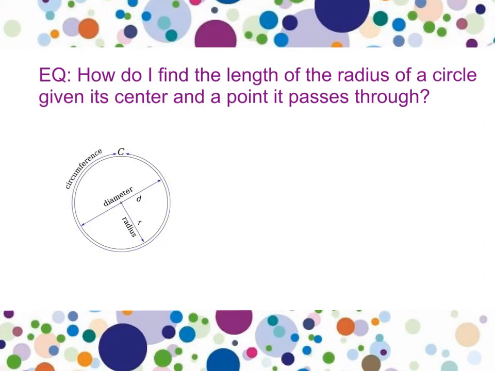In this video, we're going to learn how to find the length of the radius of a circle given the center and a point that it passes through. So when I say a point that it passes through, I mean a point along the circumference of the circle itself.